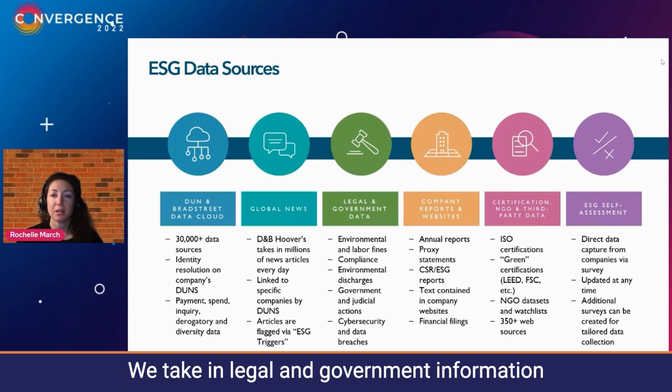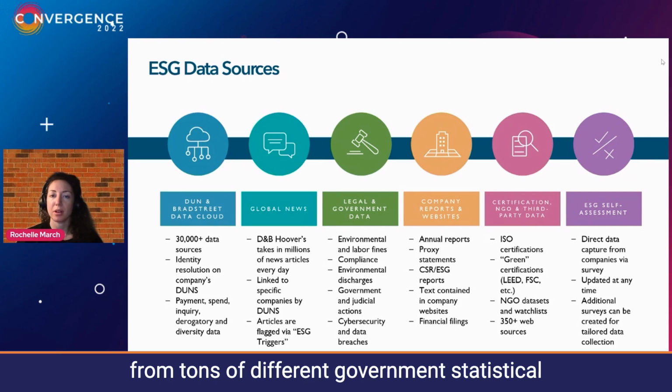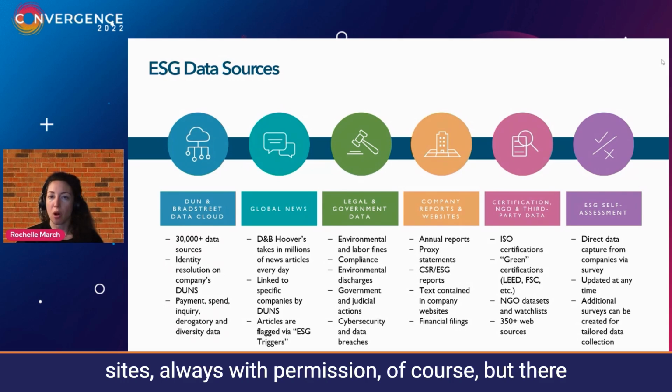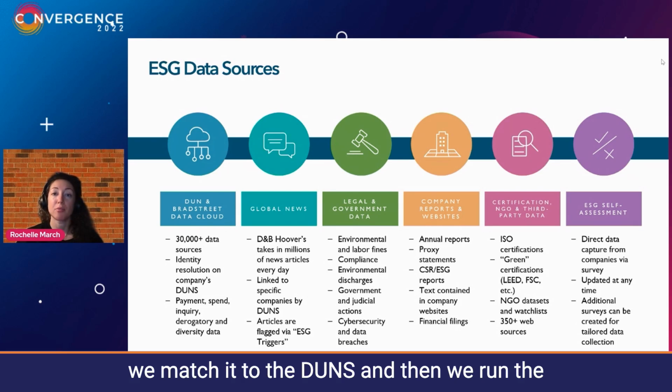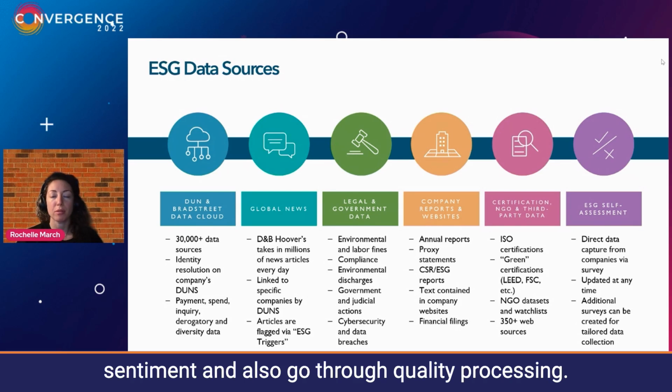We take in legal and government information from tons of different government statistical sites, always with permission, of course, but there we run scraping and we take in the information, match it to the DUNS, and then we run the sentiment and also go through quality processing.